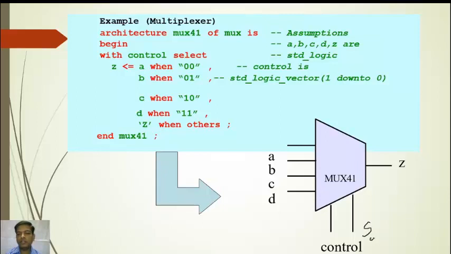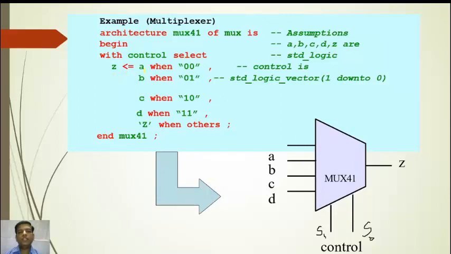Here these are the two control signals, that is S0 and S1. We consider the example for multiplexer. Architecture Mux 4:1 of Mux is begin with control select.